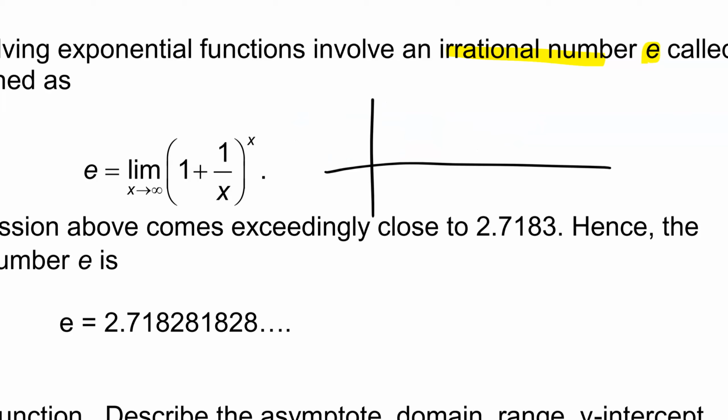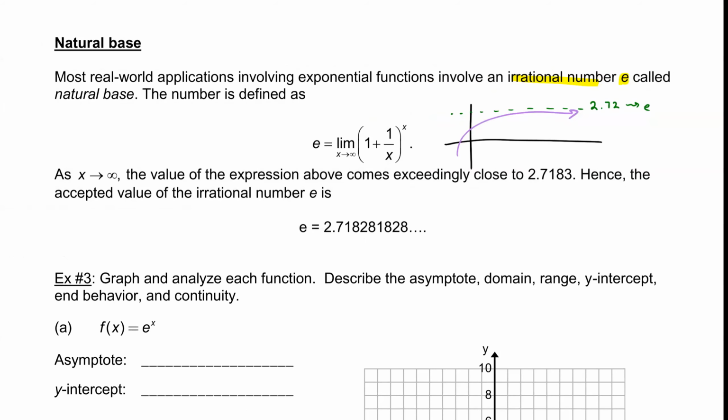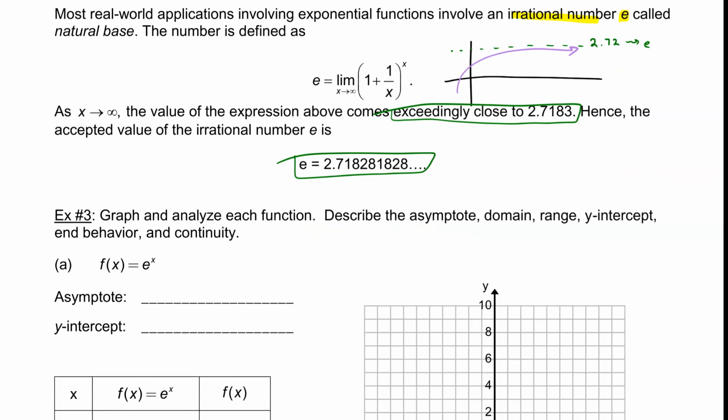The answer to that, literally, is that the limit of this function is e. This is the number it actually approaches, because roughly this graph looks like that. More or less, as we go to infinity, we have a horizontal asymptote and it's literally at 2.72, aka e. That is the end behavior. So as x goes to infinity, the value of the expression comes exceedingly close to 2.7183. Hence, the accepted value of the irrational number is 2.71 and so on. All right, so 2.72, about.